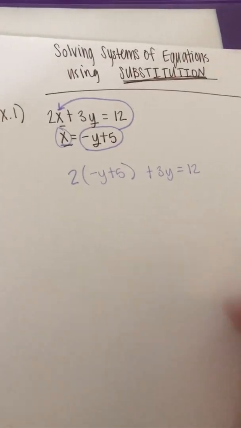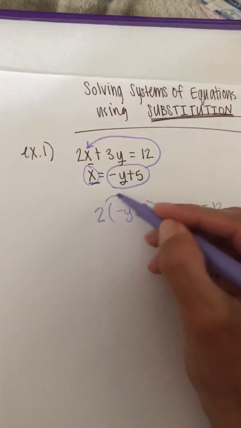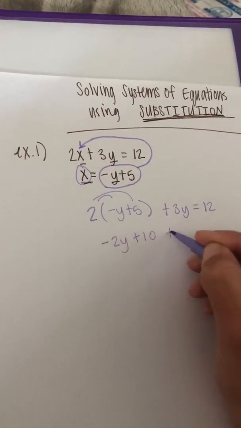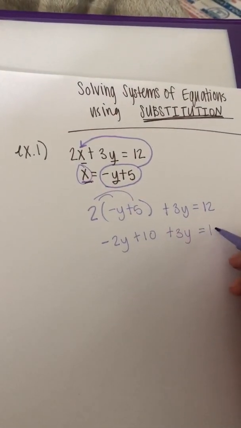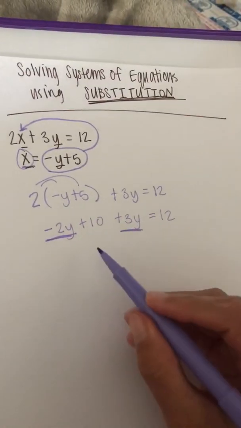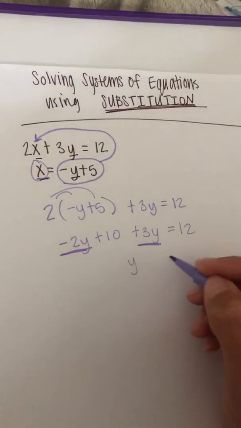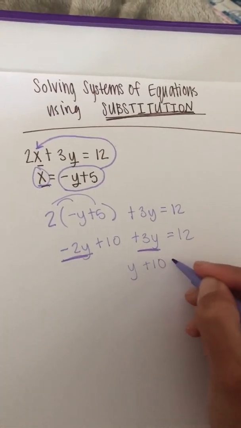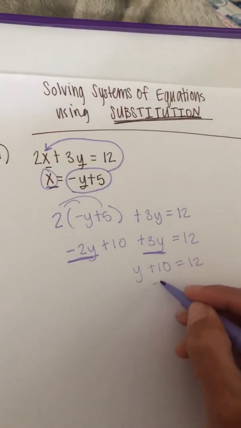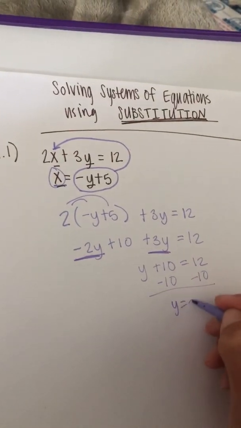Okay, and so now we're just solving for Y because now we're good to go because we only have one variable. And so we do have to distribute right here, and we get negative 2Y plus 10 plus 3Y equals 12. We're going to go ahead and combine those like terms. And negative 2Y plus 3Y, that's just going to give me a positive Y. If you want to put the 1 there, you can. Plus 10 equals 12. I've not totally solved for Y yet. I have to subtract 10 across, and I get Y equals 2.